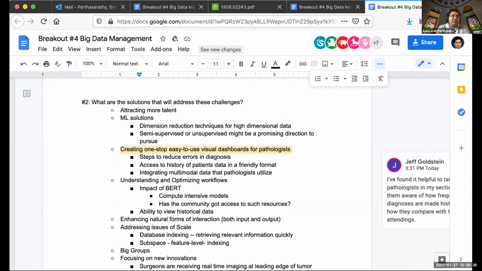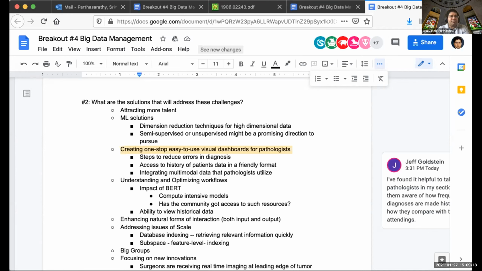In the ML context, there was some discussion on different ways of presenting results. I think several talks talked about TSNE. Are there ways in which this can be presented so that the pathologist understands exactly what is going on? Several on the call or the discussion kept emphasizing that it needs to be a one-stop, easy-to-use visual dashboard, and we need effective mechanisms to reduce errors in diagnosis, and these kinds of things have to be done in a friendly format and easy to utilize for pathologists.